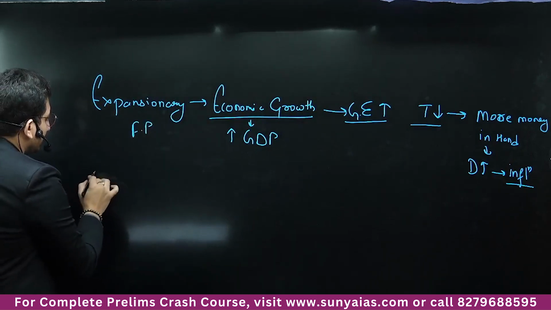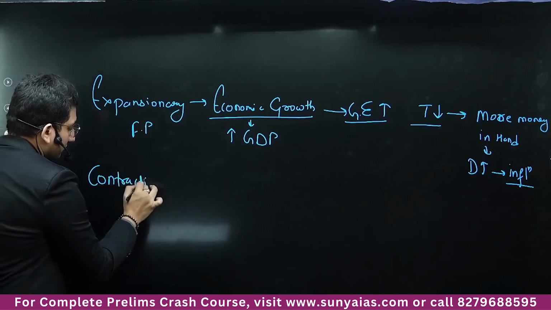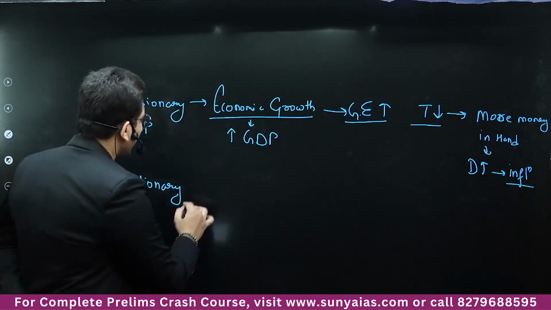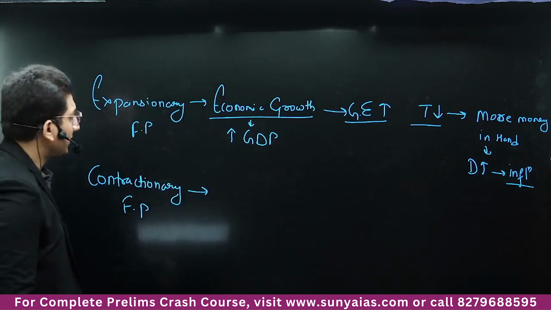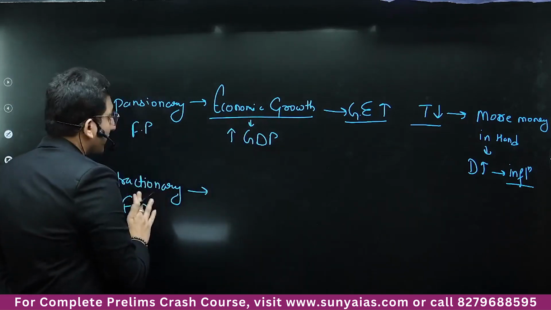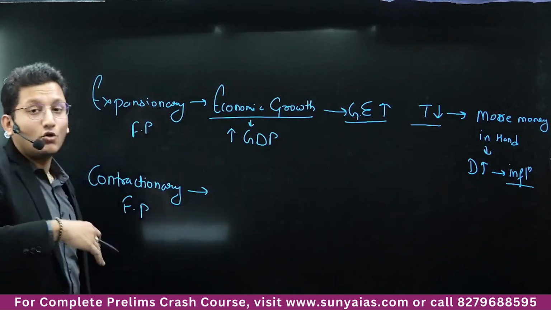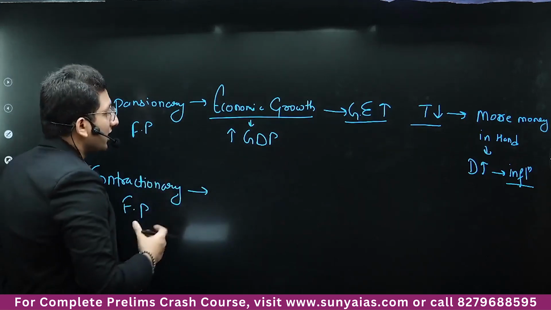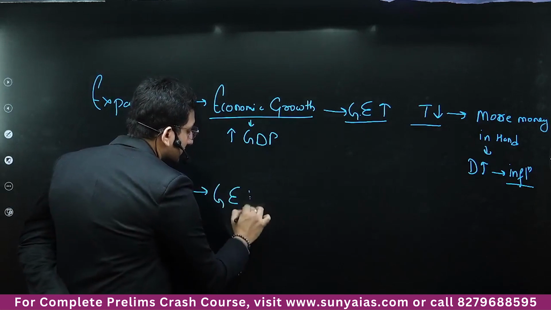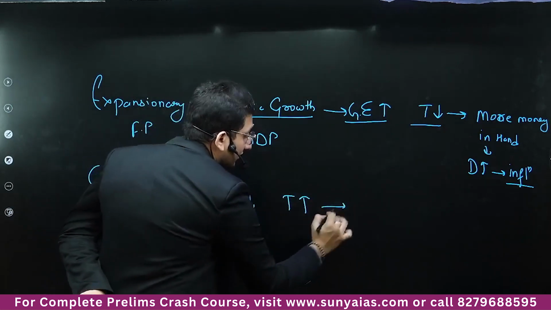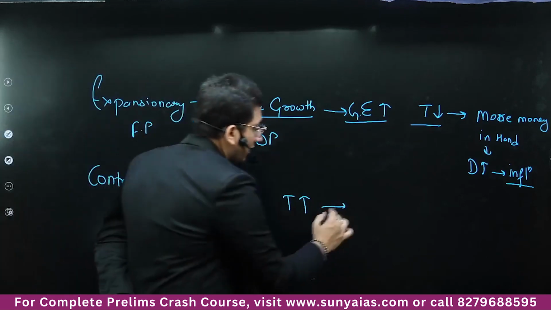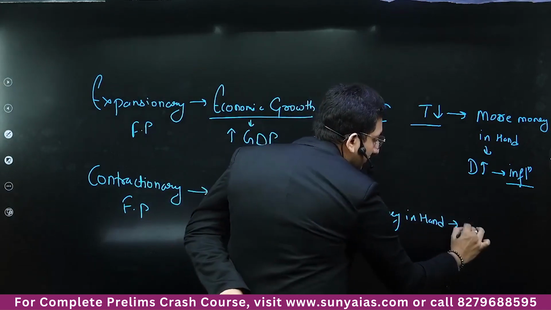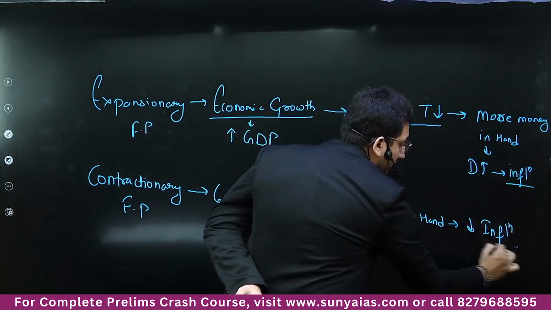Now, second one is the contractionary fiscal policy. ठीक है, at length में हम लोग इसको fiscal policy में पढ़ेंगे, but here let's understand this at this level only. Now suppose the government is on the contractionary side. When the economy is overheated and the inflation is very high, the government tries to control it. Under this, the government decreases the government expenditure and increases the taxes. Now the people will have less money in their hand, and this will decrease the inflation.